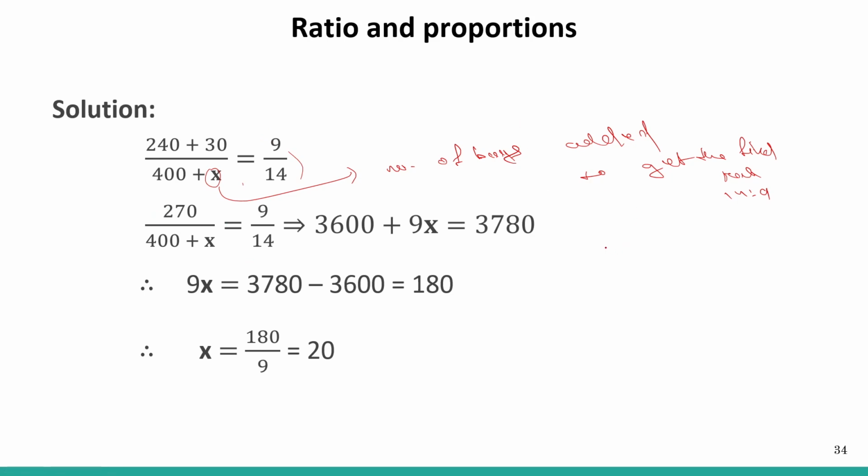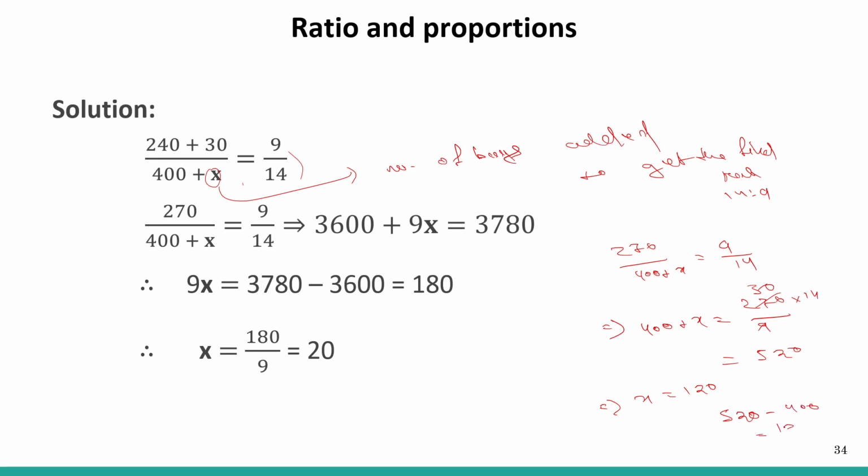So 240 plus 30 is equal to 270, by 400 plus x is equal to 9/14. So this implies that 400 plus x is equal to 270 by 9 into 14, right? So 9 into 30 cancels, and this becomes 30. So 14 into 3 is equal to what? 520, right? So this implies that x is equal to 120, as 520 minus 400 is equal to 120.